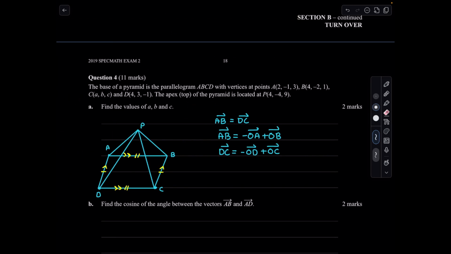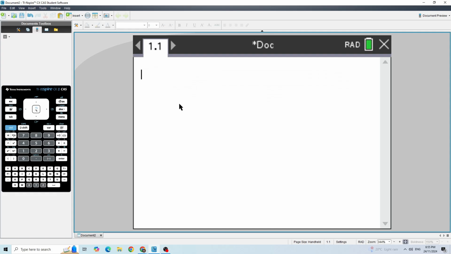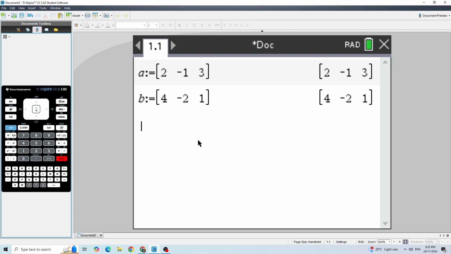So let's do that. I'm going to go to my CAS and press Control N to clear everything here, so I don't do too much messiness. My vector A, so OA, is 2, -1, 3. The B vector here is 4, -2, 1. Your C vector is your a, b, and c. Oh no, okay. There's kind of a really big problem here because we don't know. Let's call it a1, b1, c1.